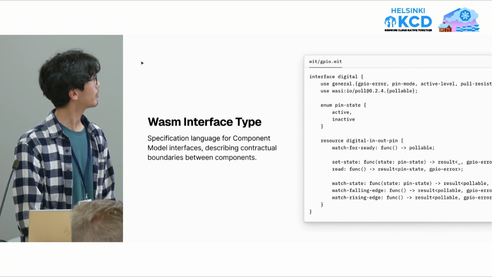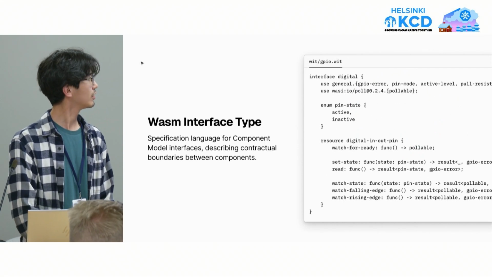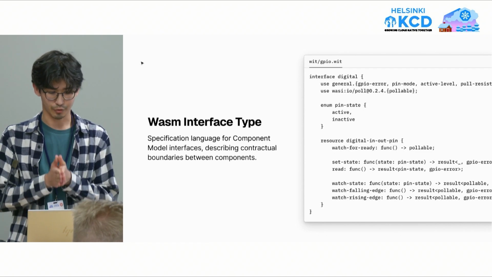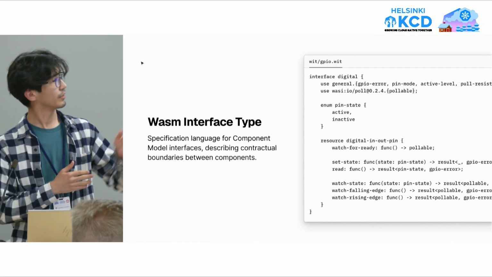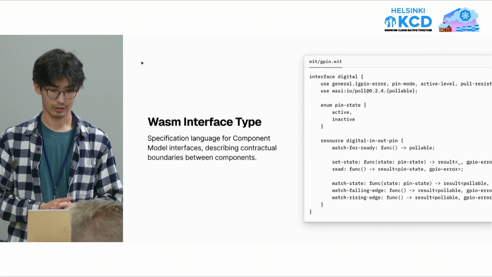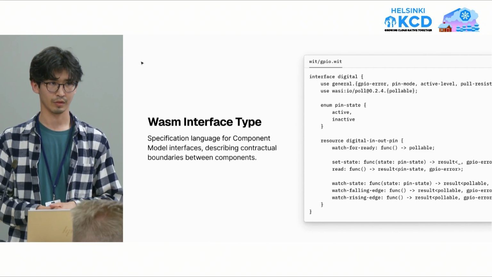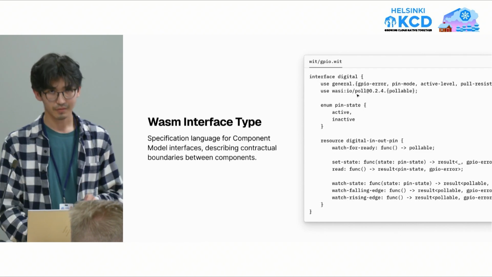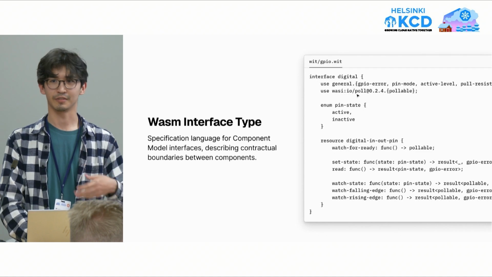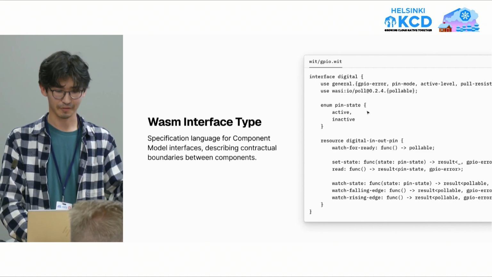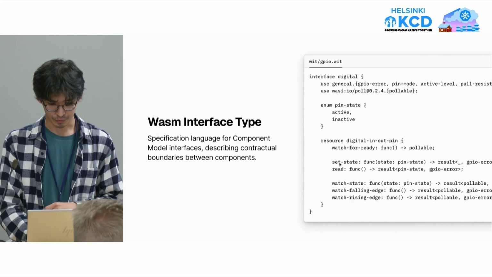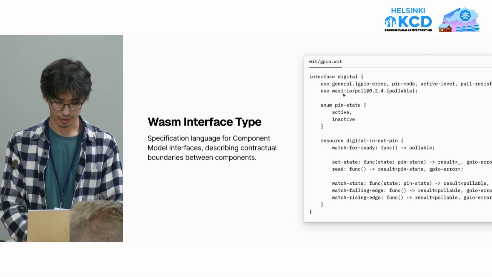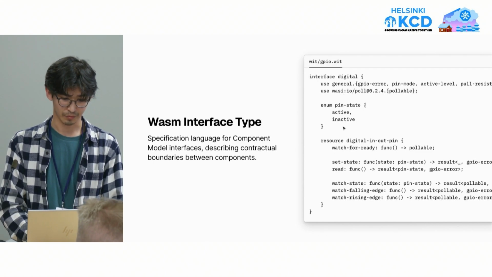So this is an example of Wasm interface types that I was mentioning, which is a specification language for the component model, describing the contractual boundaries between your components. And there is an example for GPIO access taken from the proposal in WASI GPIO. You can see that it kind of conceptually also, if you've done C programming, kind of reminds you of header files. However, it goes a bit more beyond that, where you are defining your interfaces, custom types.